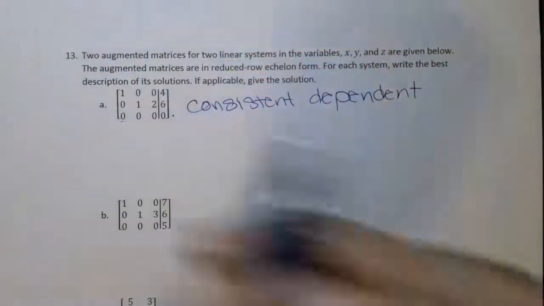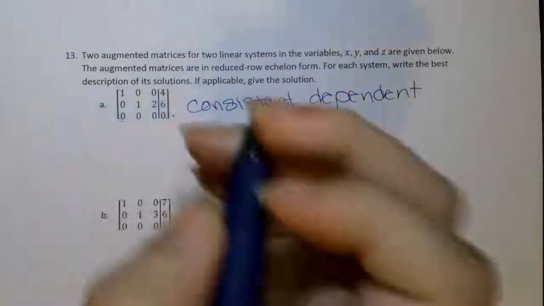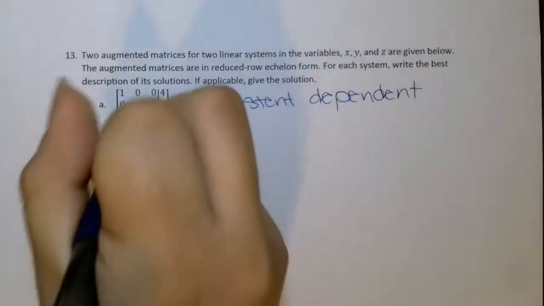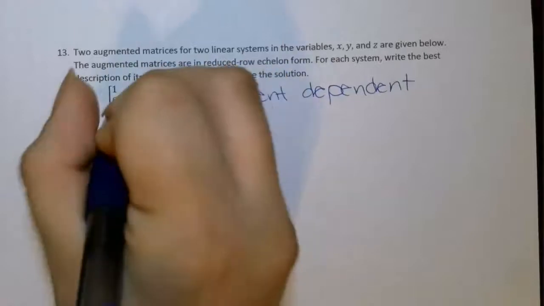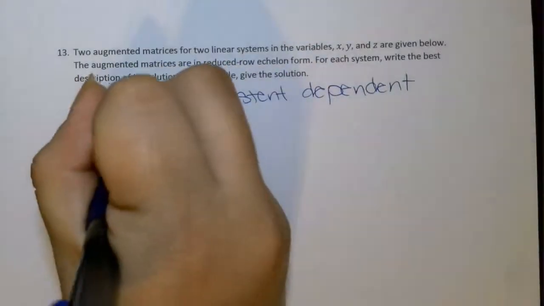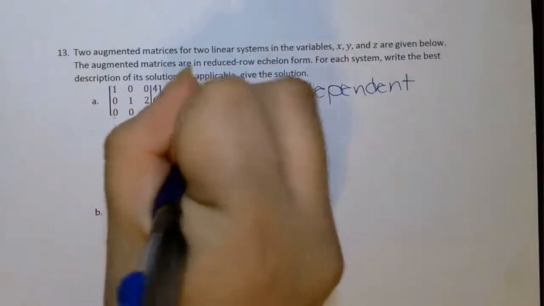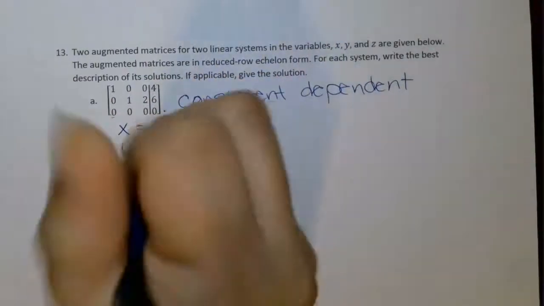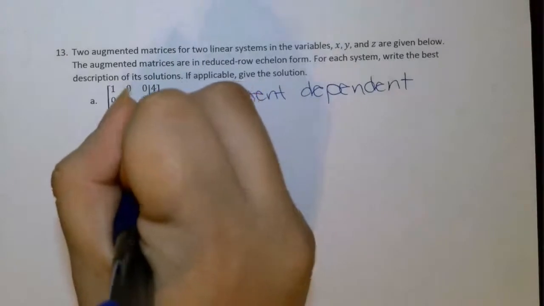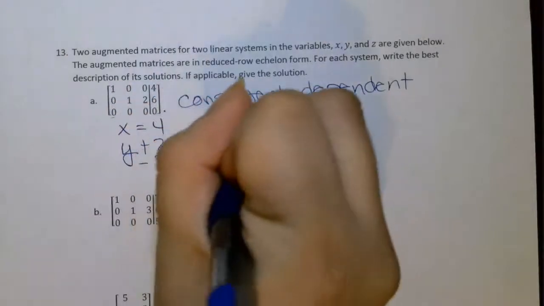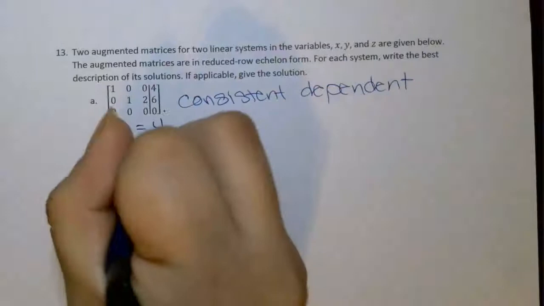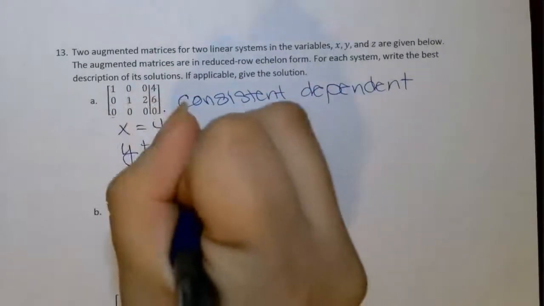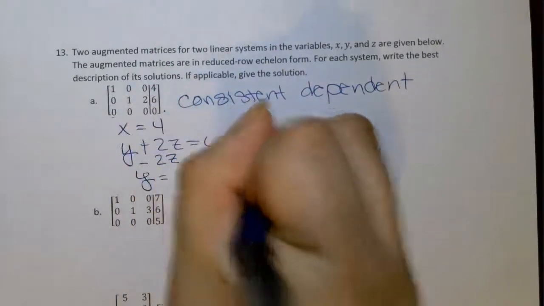Then I'm going to start off with what I do know. I have 1 and 4. Since the 1 is in the x position, this means x equals 4. For the second row, I have y plus 2z equals 6. I want to solve in terms of one variable. I'm just going to make it z because y is already isolated. So I subtract 2z from both sides. I have y equals negative 2z plus 6.